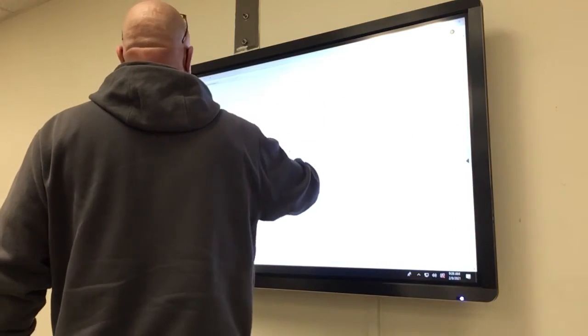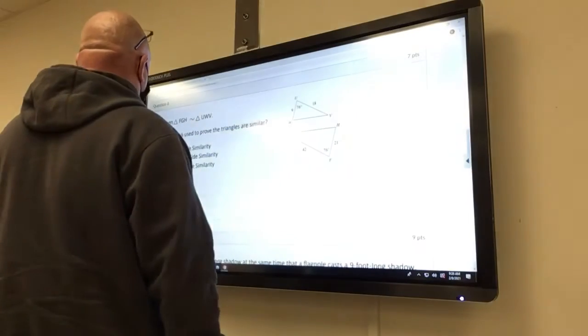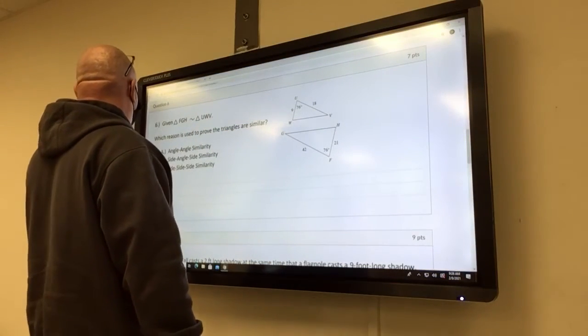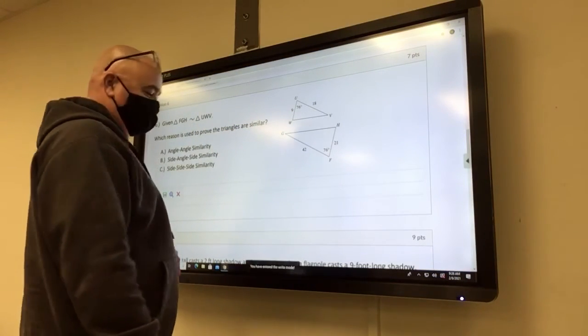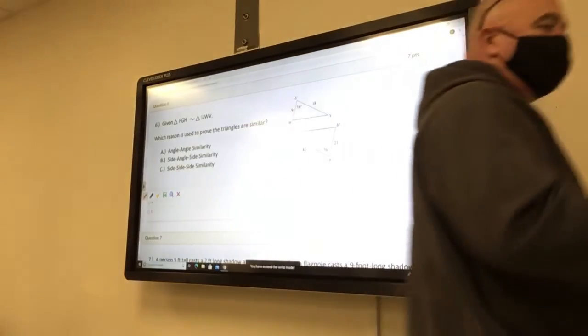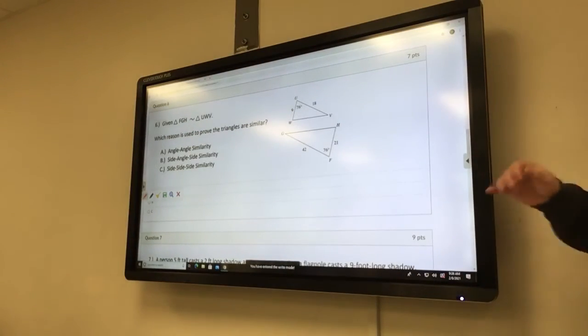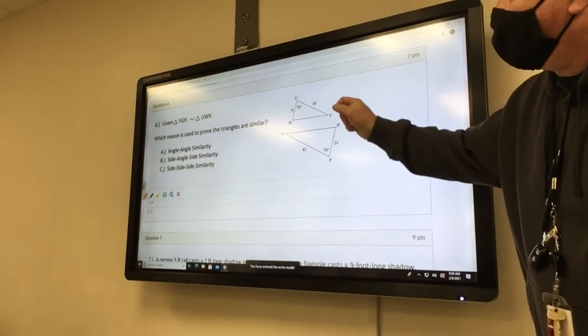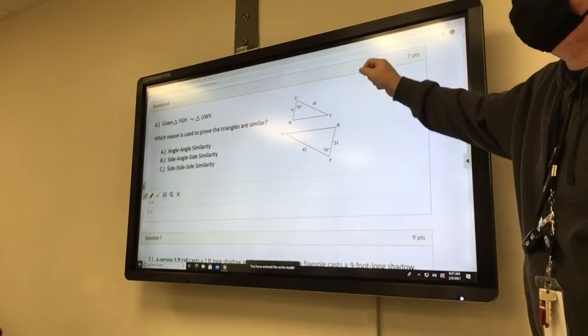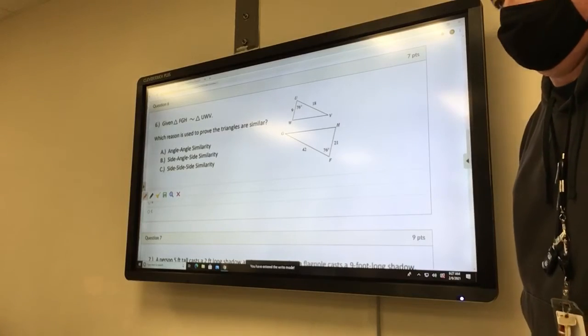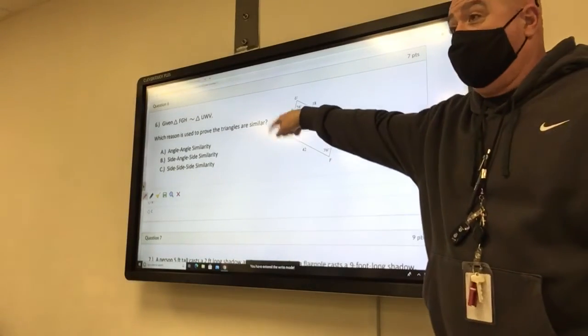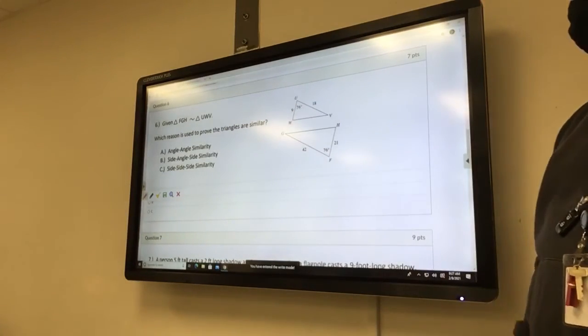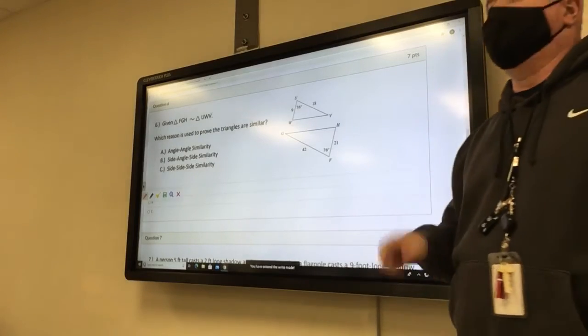Number 6. All right, everybody pay attention, because I'm going to explain this real simple, because y'all trying to make this way too complicated. Which reason is used to prove the triangles are similar? Those are the reasons right there. Okay? All right, go through these.